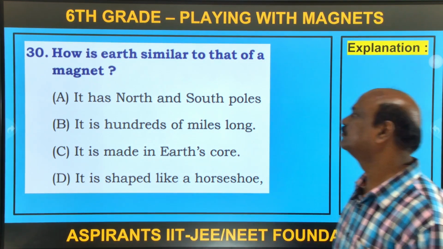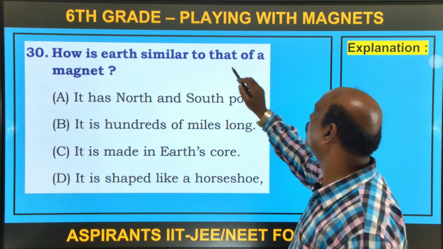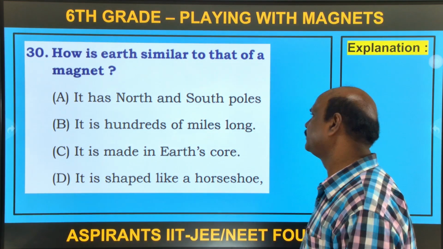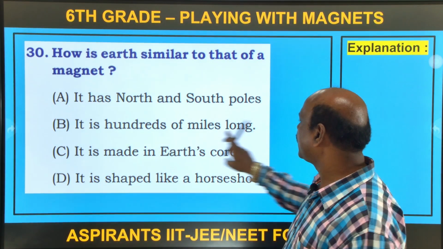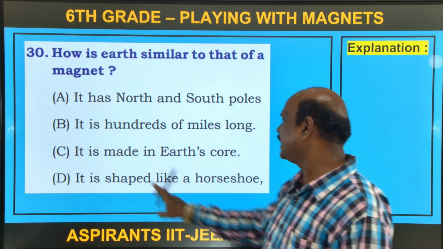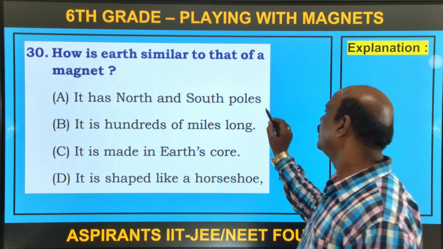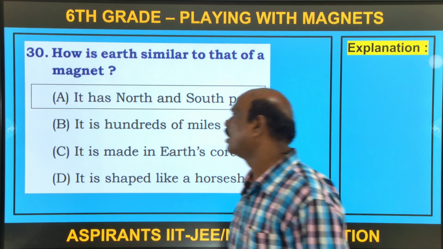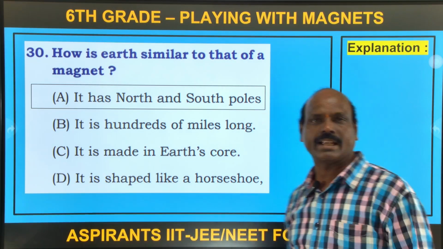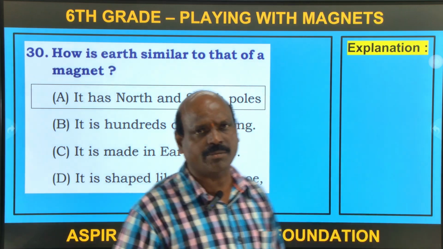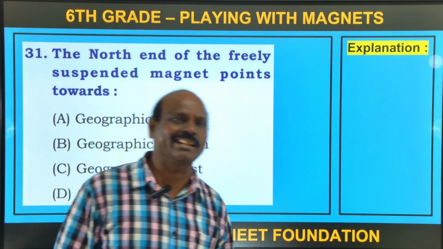Next question, question number 30. How is Earth similar to a magnet? Like it has north and south poles, it is hundreds of miles long, it is made of Earth's core, or it is shaped like a horseshoe magnet. So it also has north and south poles. Hence it is also called a magnet. So why do we call Earth a magnet? It also has both north and south poles and it is attracting the objects.